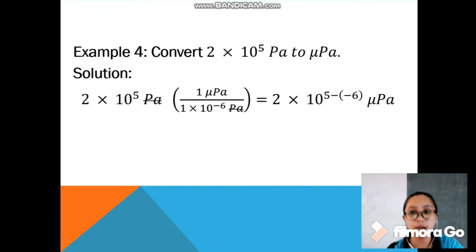Why did it become minus? Review your law of exponents. Then 5 minus negative 6 is equivalent to addition. That will become 2 times 10 raised to 11 micropascal. Okay? It is easy for you if you know your law of exponents.